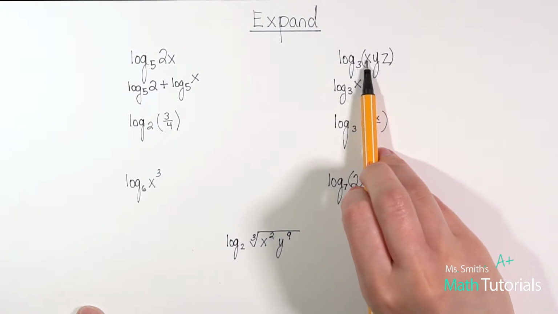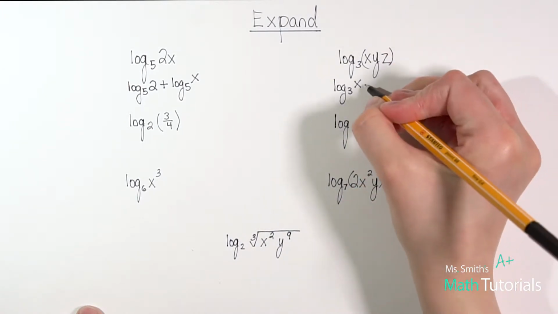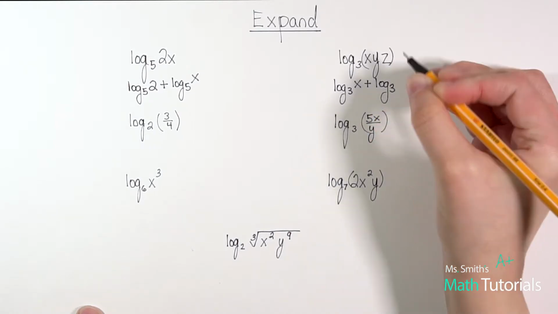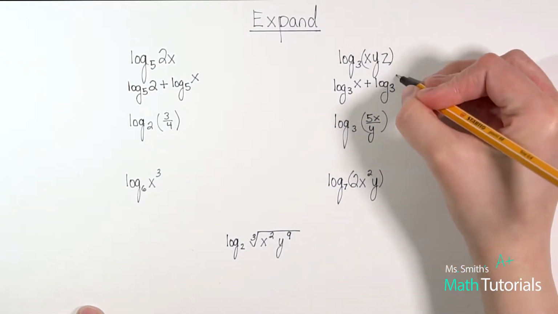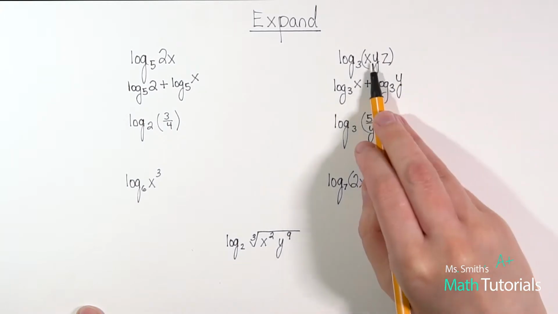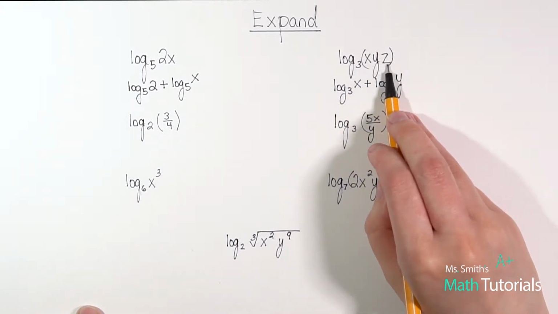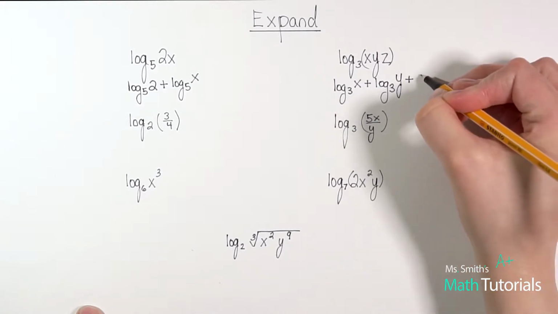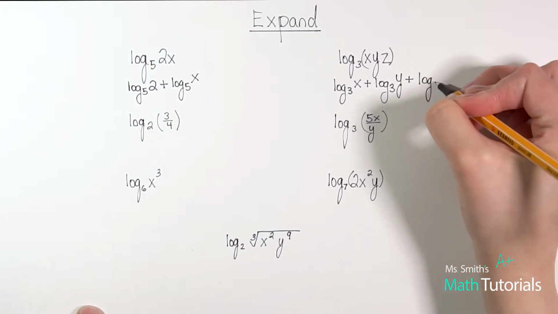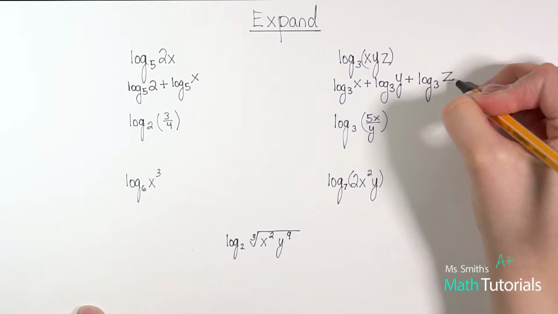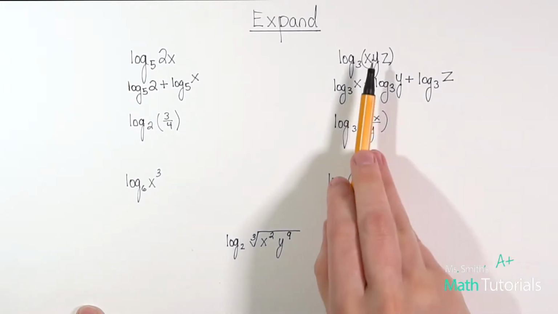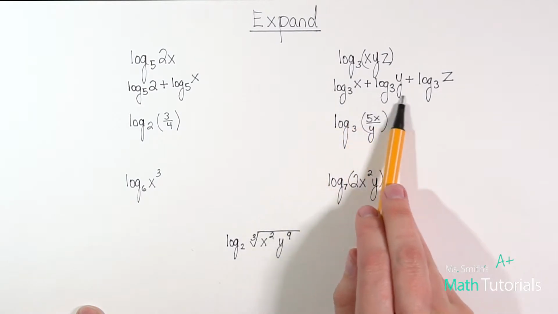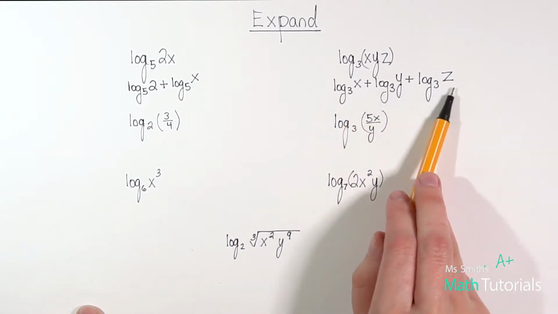And then because it's x times y, remember times means add, so we're going to do another one. So log base 3 of y. And then look, we have another value that we're multiplying. This time it's z. So we're going to do an addition for another one. Log base 3 of z. So this is going to be our condensed version, and then we have expanded it into this version.